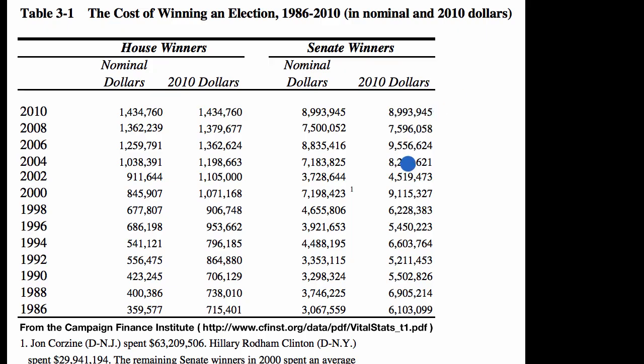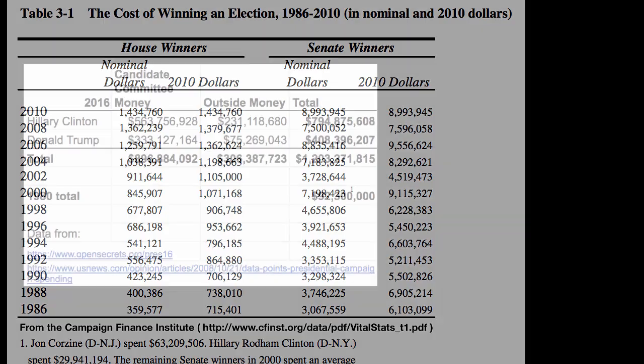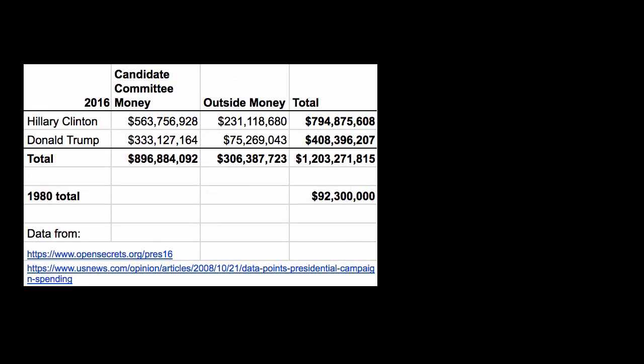And if you want to talk about really big money, you just have to look at presidential campaigns. So this right over here is the last presidential campaign in 2016. And you can see that Hillary Clinton's candidate committee money was over $500 million. She actually had a good bit more than Donald Trump. And she had a good bit more outside money. But the entire Hillary Clinton campaign had nearly $800 million budget. And if you combine Hillary Clinton plus Donald Trump, you have a total of $1.2 billion for the 2016 campaign.